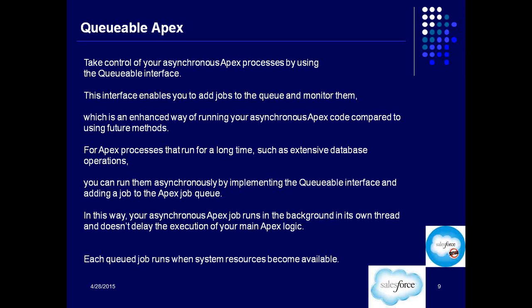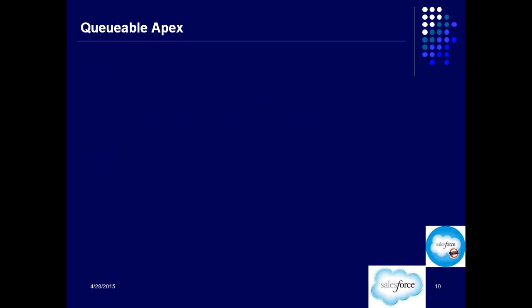Each queued job runs when system resources become available. So same concept, same thing. The way a future method runs when the resources become available, Queueable Apex also works when the resources become available. Queueable jobs are similar to future methods in that they are both queued for execution. So the similarity is that both of them are queued for execution. They don't get executed instantly, they get queued for the execution.